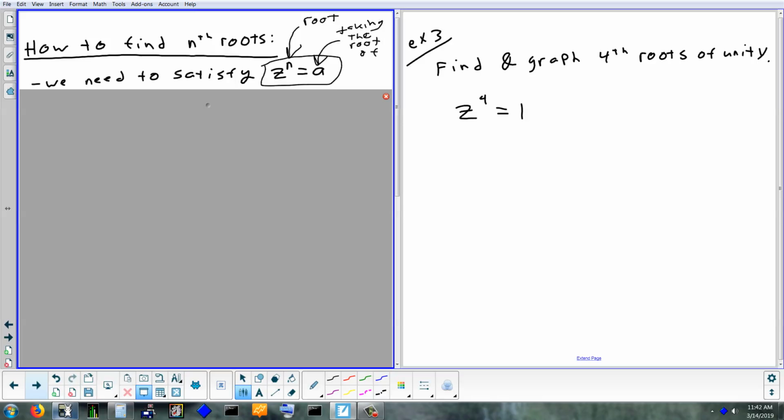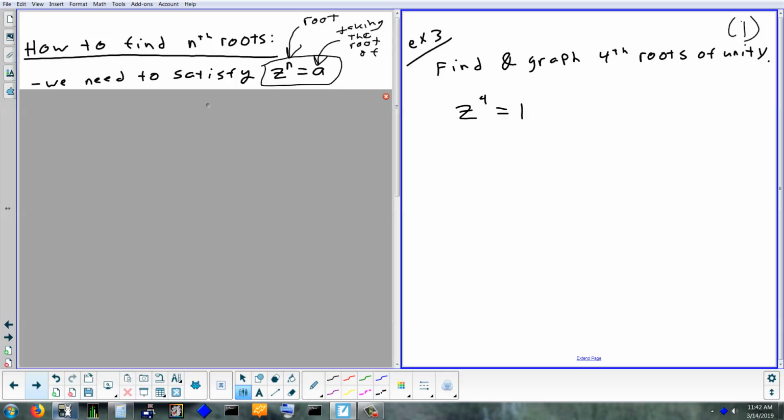So in this case, we're taking the roots of unity. If you've never heard that word before, unity is just a fancy way of saying the number 1. Your book uses that word sometimes, so I just want you to see it. I usually would just say 1, but we're just going to find the roots. We're not actually going to graph them, so you don't have to worry about the graphing part. So this problem is to find the 4th roots of 1. There are 4 answers.